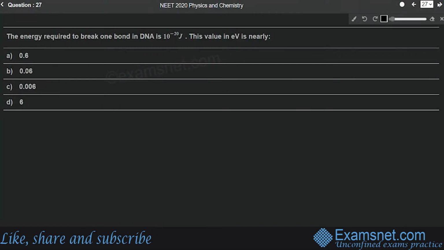Question number 27 is from the chapter Work, Energy and Power, and the question is: the energy required to break one bond in DNA is 10 to the power minus 20 joule. This value in electron volt is nearly.